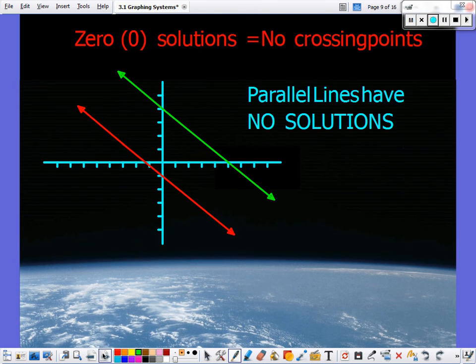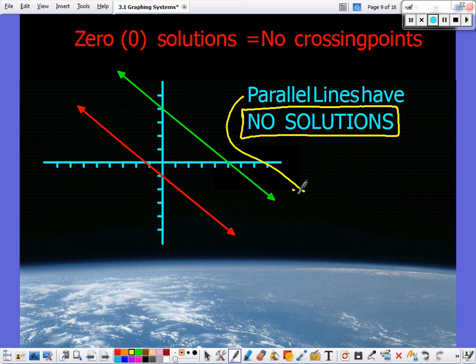So there's one solution. Here's an example of no solutions, and it's when we have parallel lines, because parallel lines never intersect. If we're looking for intersection points and there are none, how can there be a solution? So if we get parallel lines, the answer is no solutions. But how do we know two equations are parallel? Because two lines could look like they're parallel but may not be. How do I know for sure?